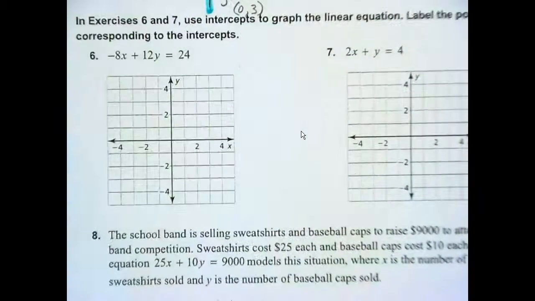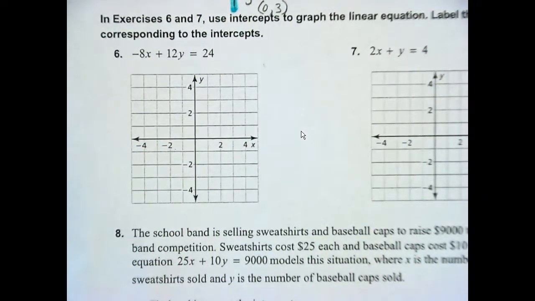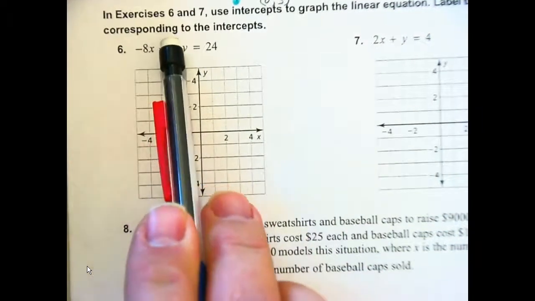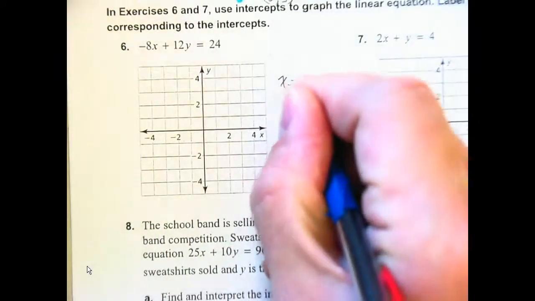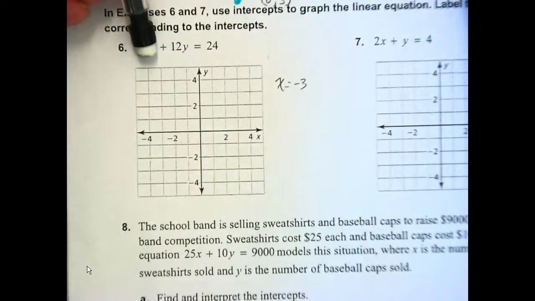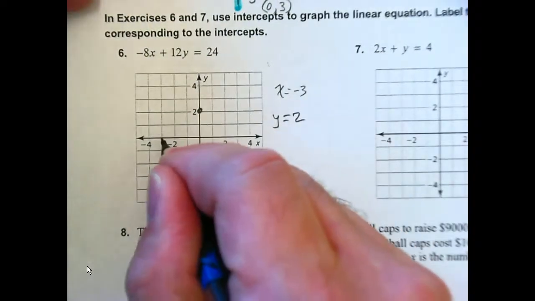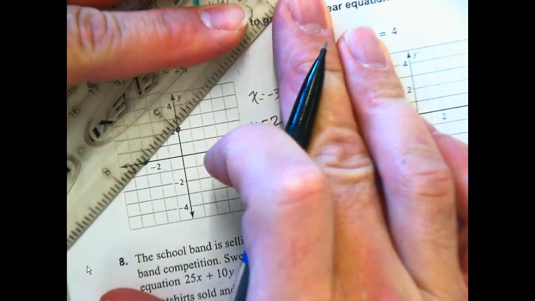What I want you to do on number 6 is graph that one now. Find the intercepts, plot them, and graph it. It really is as simple as saying x-intercepts are when y is 0, so just cover up the y. Negative 8 times what is 24? -3, so x equals -3. The y-intercept is when x is 0, so cover up the x. 12 times what is 24? 2. Y equals 2. You plot the 2, you plot the -3, you draw your line, and you are done. That is quicker than making a table.